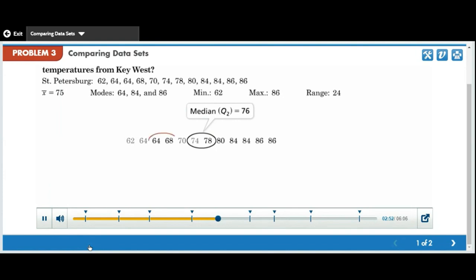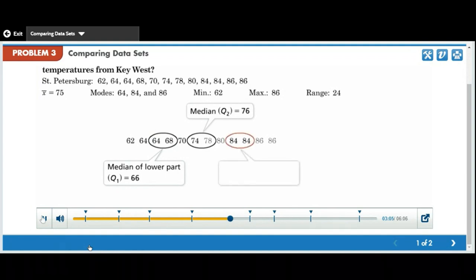The first quartile is the median of the lower half of the data. The median of the lower part is 66. The third quartile is the median of the upper half of the data. The median of the upper part is 84. So we found those medians in the same exact way, right? There was 1, 2, 3, 4, 5, 6 values because 76 is technically in between. So I needed to find the median of that lower part. So I needed these two values here.